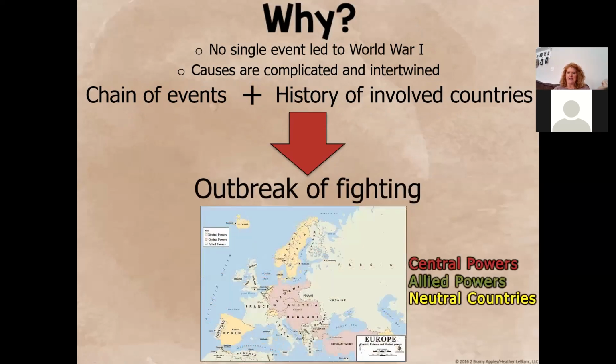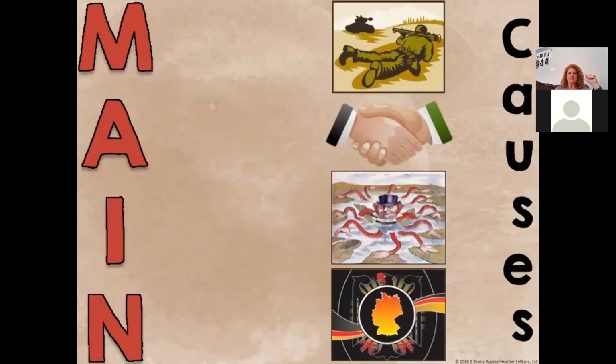This led to the outbreak of fighting and into three groups that you could put countries in during this war. The Central Powers, which were Germany, Austria-Hungary, Bulgaria, and the Ottoman Empire. The Allied Powers, which you can think of England and France as those leaders, and Italy. And then the neutral countries, which are countries who just really wanted to stay out of it. You can see those in yellow: Spain, Norway, Sweden, etc.